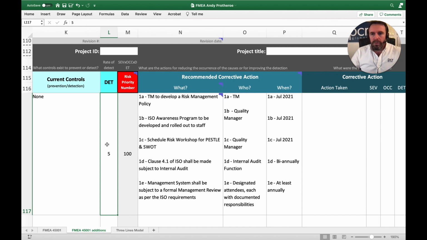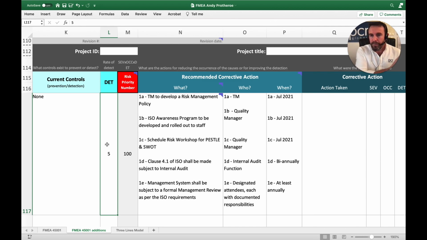And then we've got 1B. What else could we do? An ISO awareness program to be developed and rolled out. A lot of the times these ideas sit with consultants, or they sit with your health and safety or risk manager or quality manager, and they don't get rolled out. We need to roll that out. 1C, schedule a risk workshop for PESTEL and SWOT. 1D, clause 4.1 of ISO shall be made subject to internal audit.